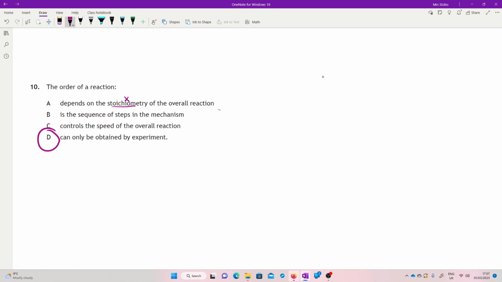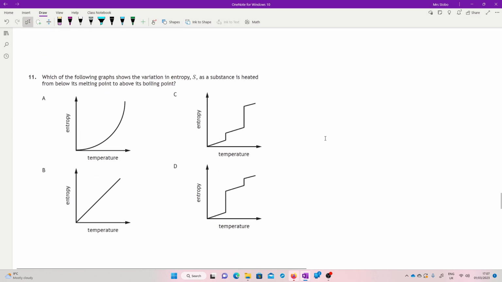Sequence of steps in the mechanism. It will totally depend on the steps in the mechanism. It'll matter which ones are fast and which ones are slow, but it's not a definition of the order. You have to work that out from the experiments. And controls the speed of the overall reaction. You could argue that will have an impact, but exactly what the actual rate is, no.